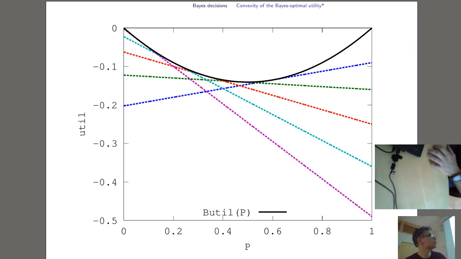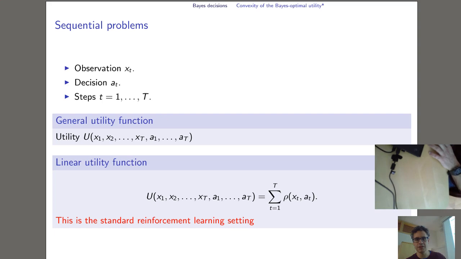So in general, Bayes utilities have this convex property, and this convex property is important for approximations. You'll see in 4 or 5 weeks how you can actually use them. These are basic properties of Bayes utilities. So now we go to the meat of the thing, which is sequential decision problems.